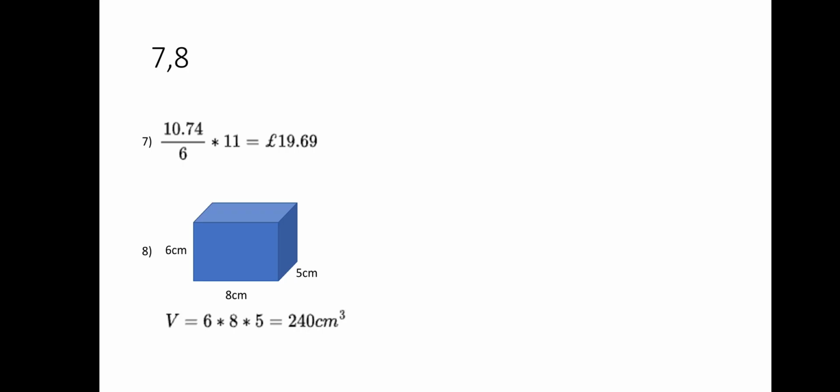Question 8. Here is a cuboid, work out the volume. So this is what the cuboid looks like. The volume will just be the breadth times the depth times the height, which we're given in the question. So we just need to multiply all of the numbers together, and that would give us 240 cubic centimeters.